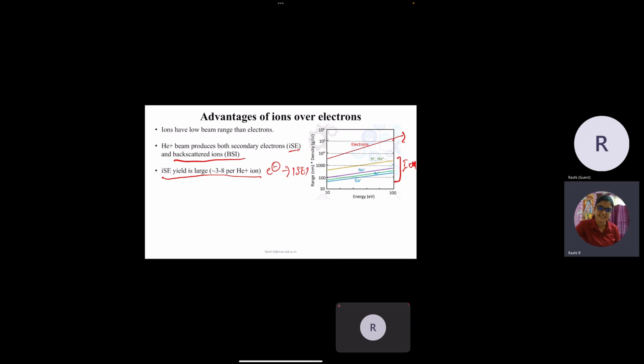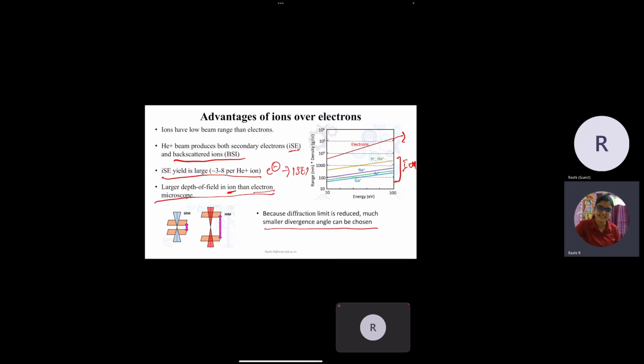Larger depth of focus is possible in the case of the ion microscope rather than the electron microscope. This is because it has a much smaller divergence angle, and even in ion microscopy the lambda is also small.